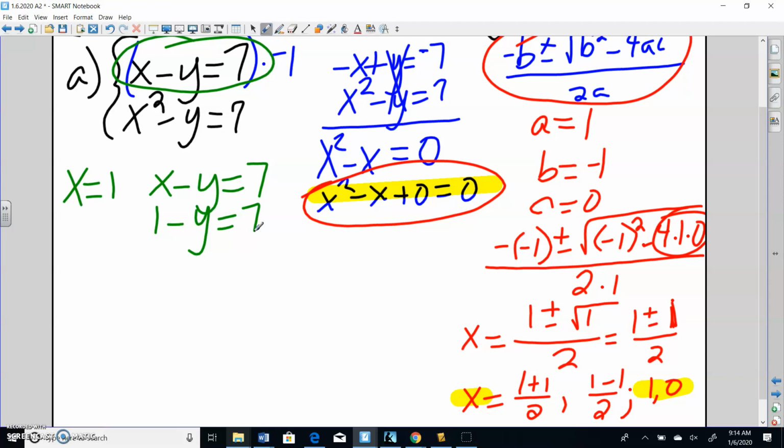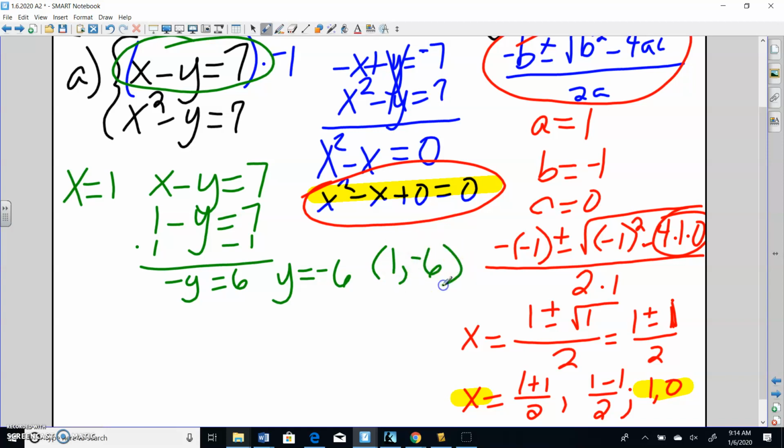Then I'm going to subtract 1. So I get negative y equals 6. So that means y is negative 6, right? Because I would divide by negative 1 to get y. So that gave me the point. This is so jumbled, but that's the way it is. I started with x equaling 1, right? And I got negative 6 for the y value. So there's one point of intersection of those two things.